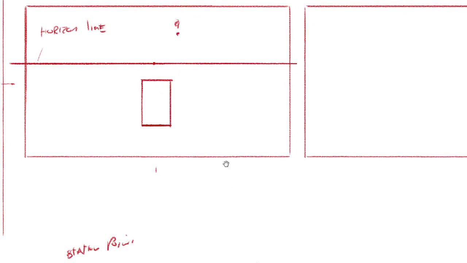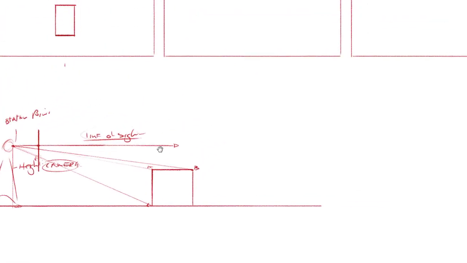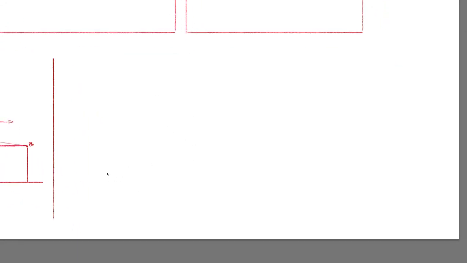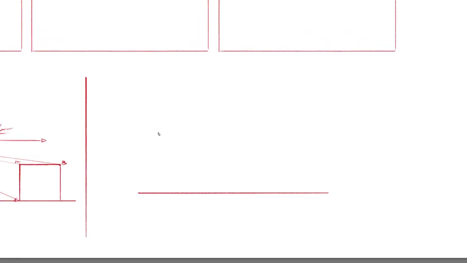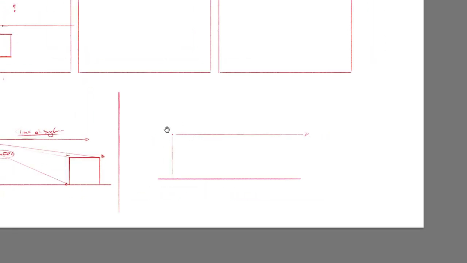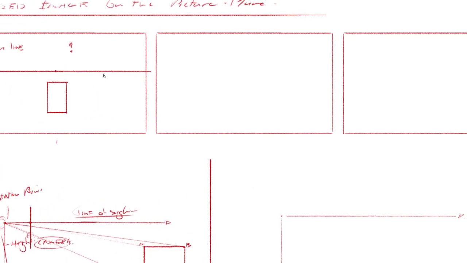Okay, so let's quickly just understand the vanishing point. So I'm going to do the same setup, just quickly, and I'm going to have a ground plane. I'm going to have a station point. This is the camera or the lens. I'm not going to draw a picture now. And I've got my line of sight and the height of the camera.